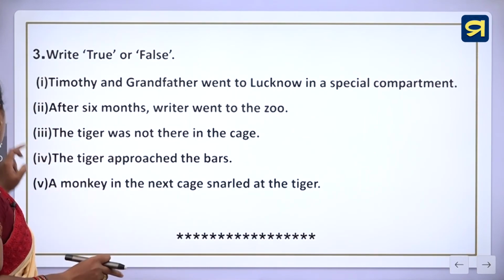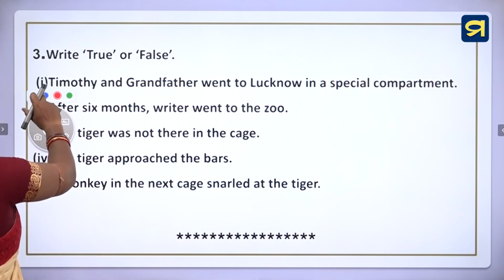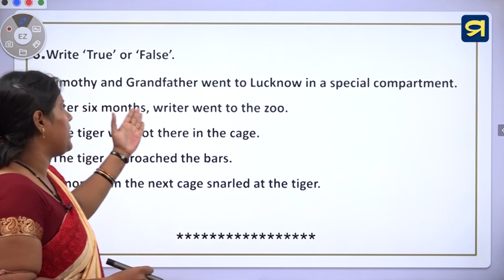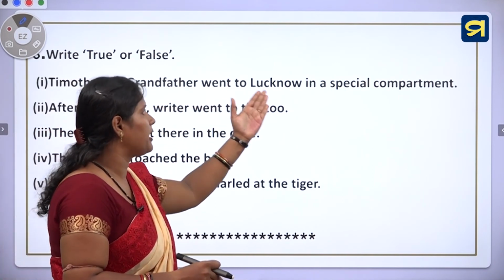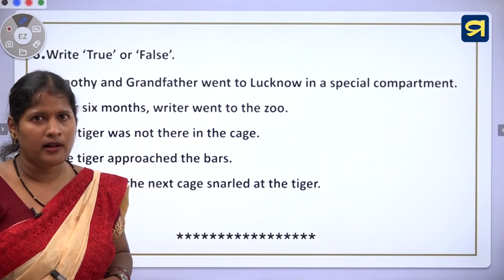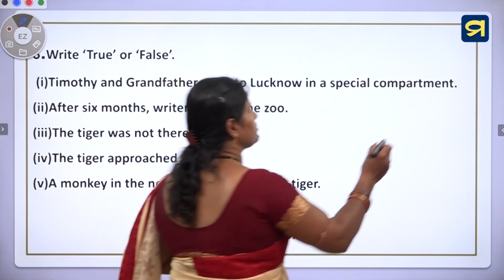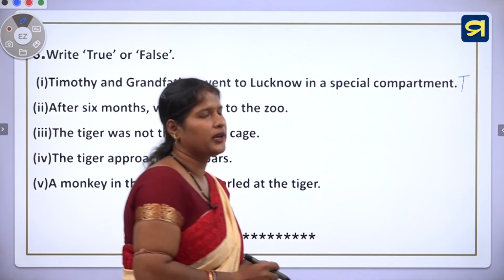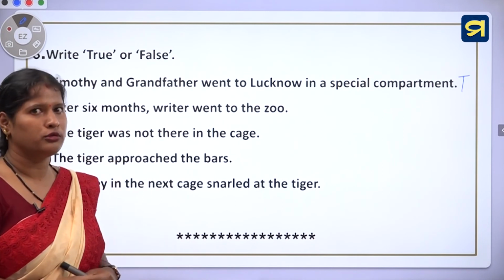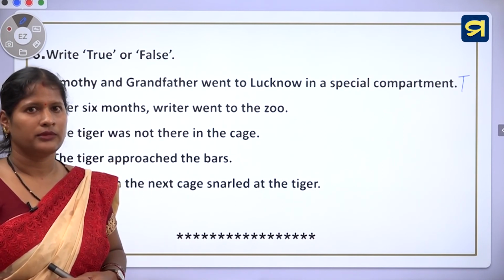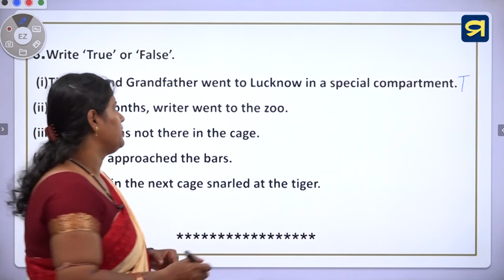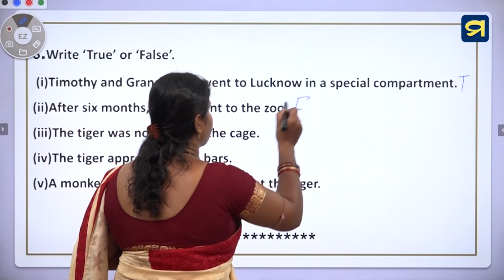Write true or false. You have to write T for true and F for false. Number 1. Timothy and grandfather went to Lucknow in a special compartment. True or false? Very good. True. So T. Number 2. After 6 months, writer went to the zoo. Tell me. No, writer did not accompany them. So it is false. F.